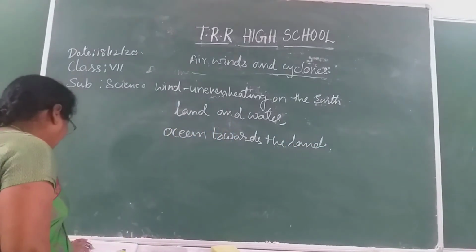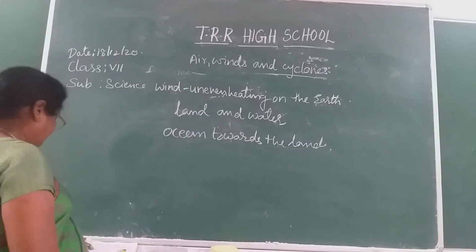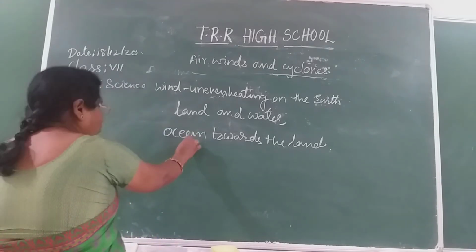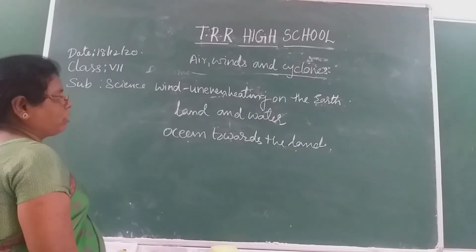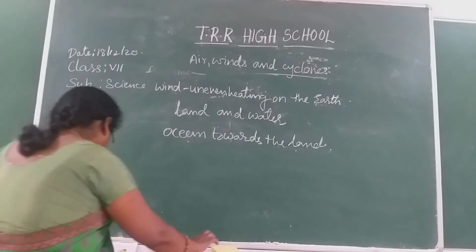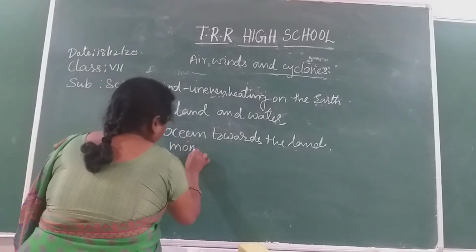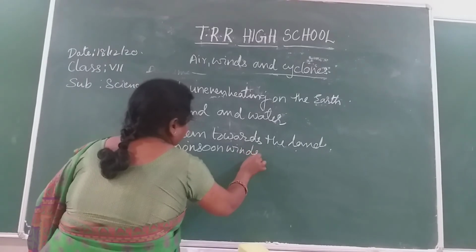Isn't it? The air over the land gets heated and rises, and this causes the winds to flow from the ocean towards the land. This causes the monsoon winds. These are called monsoon winds.